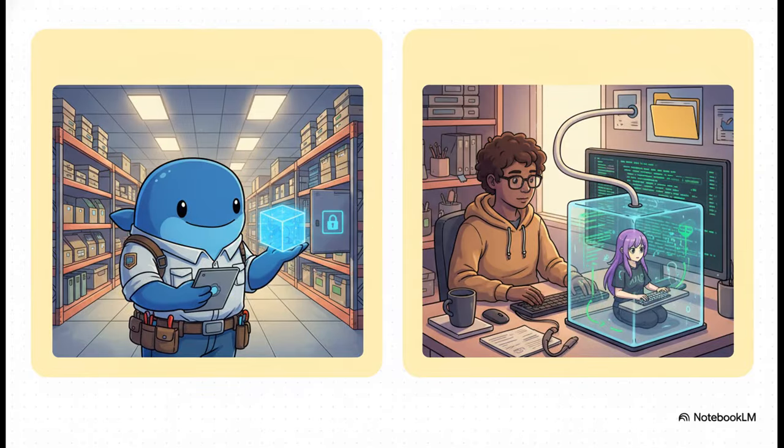So the solution is pretty simple in concept. You have to store your data outside the container's temporary file system. And you've got two main tools for this. Docker volumes are the way to go for production data. Docker manages a special area on your host machine to keep that data safe. For development, though, bind mounts are amazing. They let you link a folder from your computer directly into the container, so any code changes you make show up instantly without a rebuild.